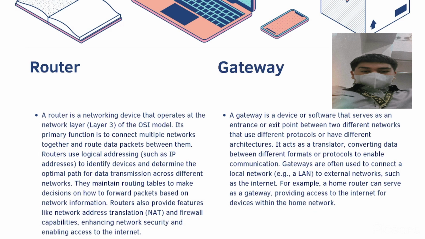In summary, hubs and switches help connect devices within a local network. Routers facilitate communication between different networks, and gateways enable connectivity between networks that use different protocols or have different architectures. Each device plays a distinct role in ensuring efficient and secure data transmission in a network environment.